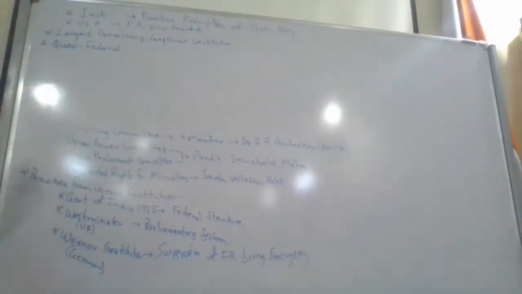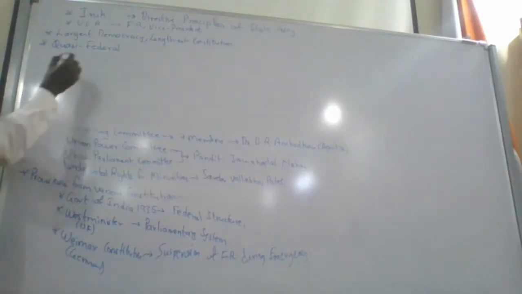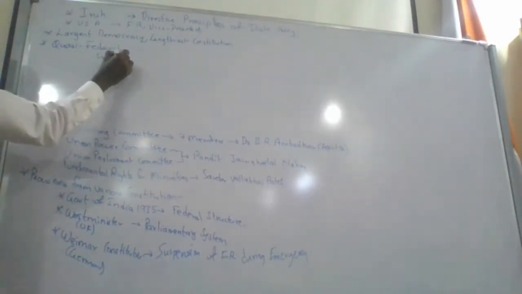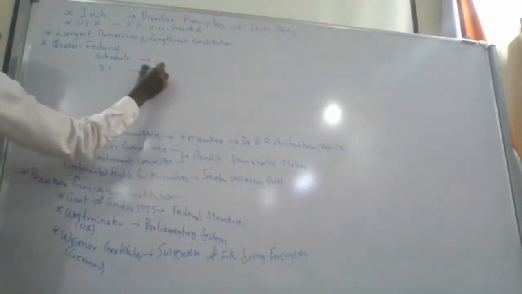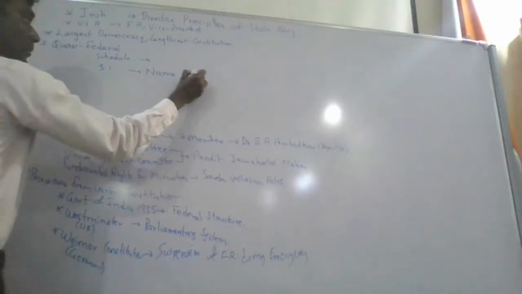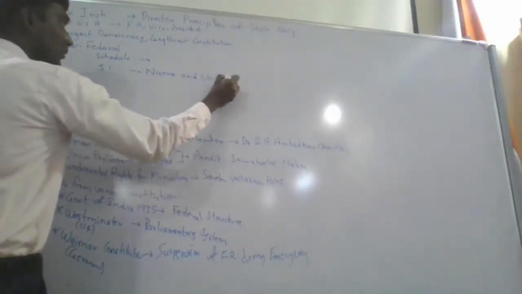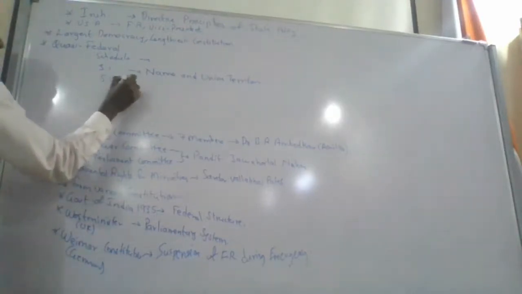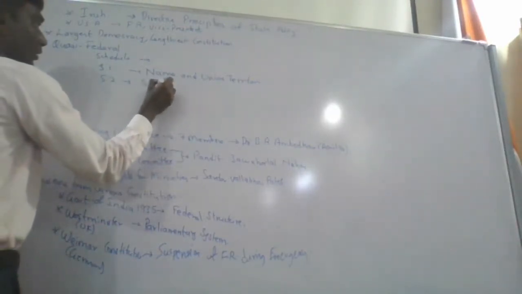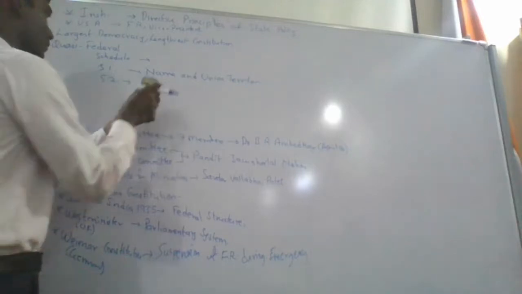Write down next. Schedule number one: Name and union territory. Schedule number two: Oaths and affirmation.